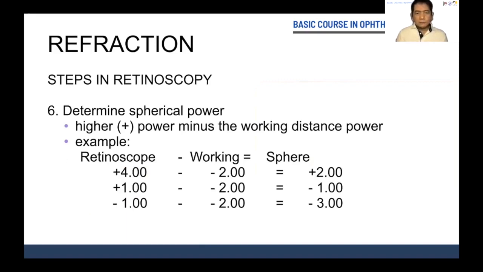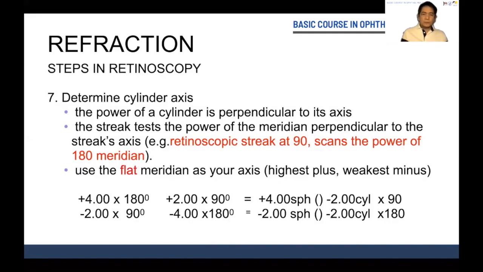So always go for the higher plus power, all right, and then subtract your working distance. So in this example, the first example is plus 4. Your working distance is minus 2. So add algebraically, your spherical component is plus 2. Next is determine the cylinder axis. The power of a cylinder is actually perpendicular to its axis. It's 90 degrees away. The streak tests the power of the meridian perpendicular to the streak axis.